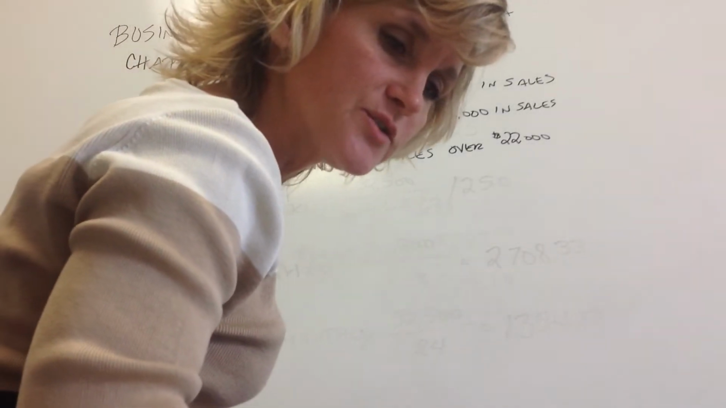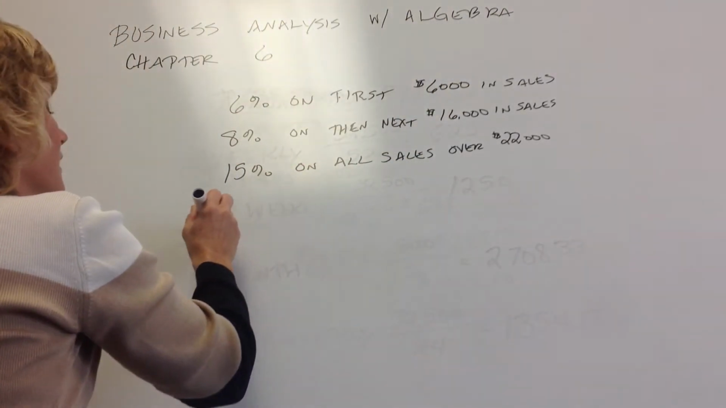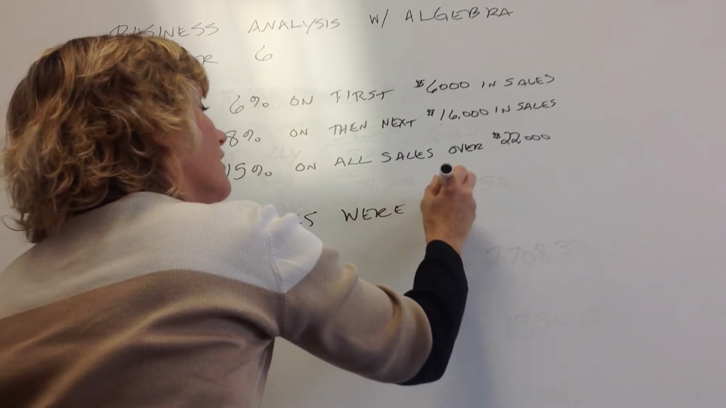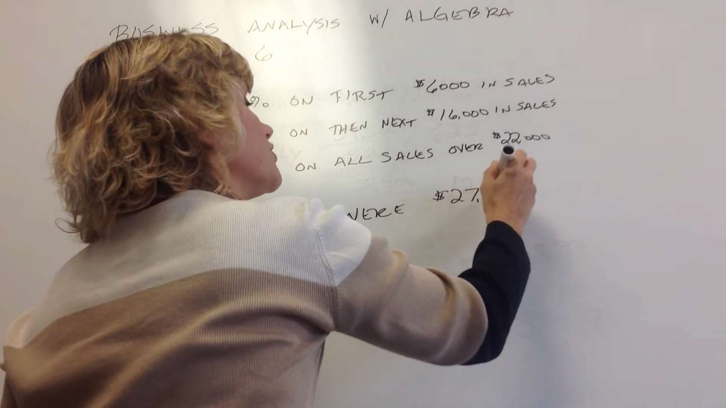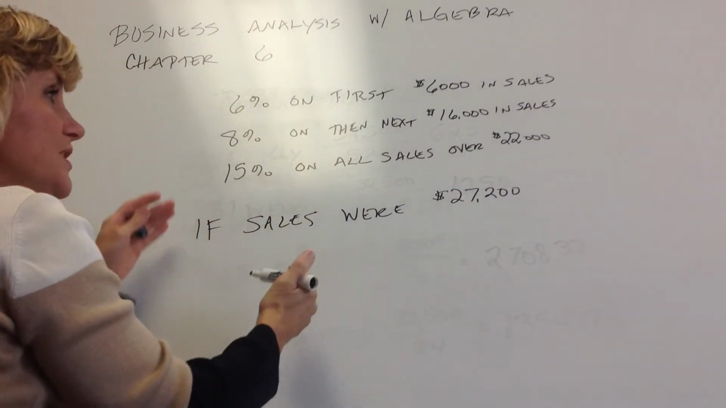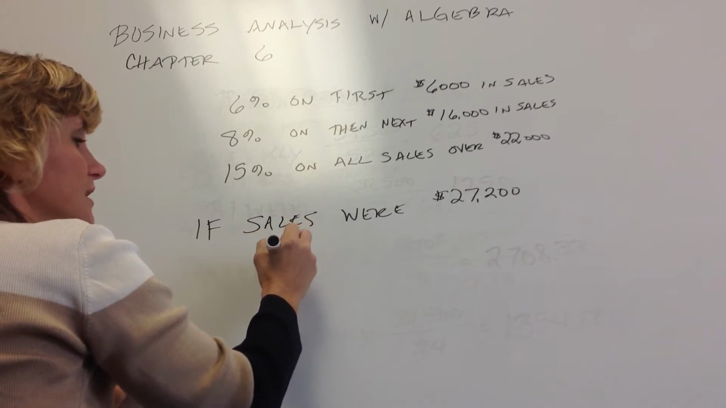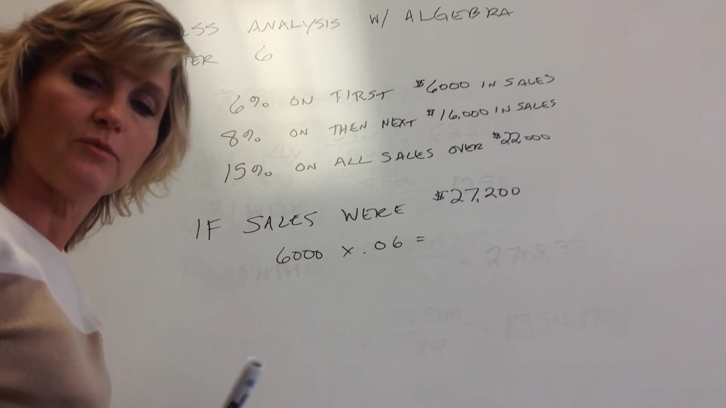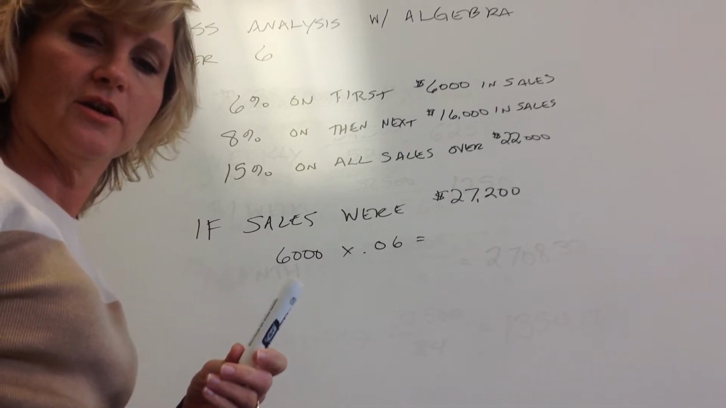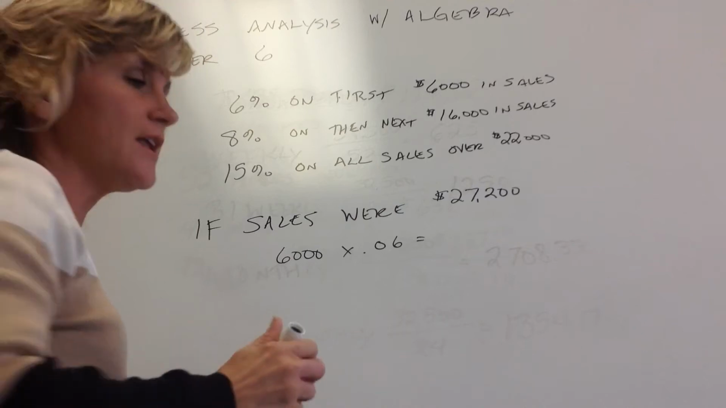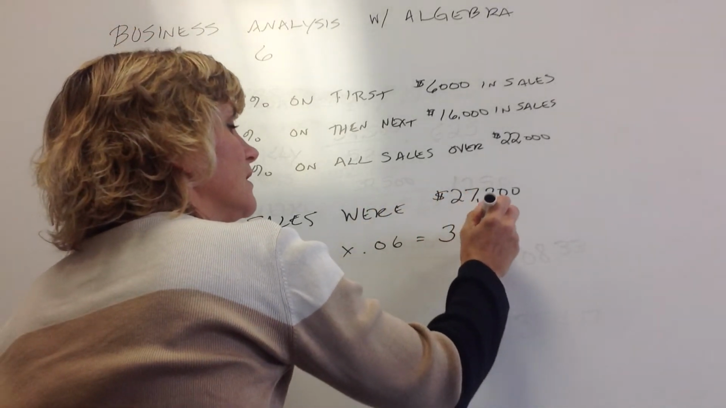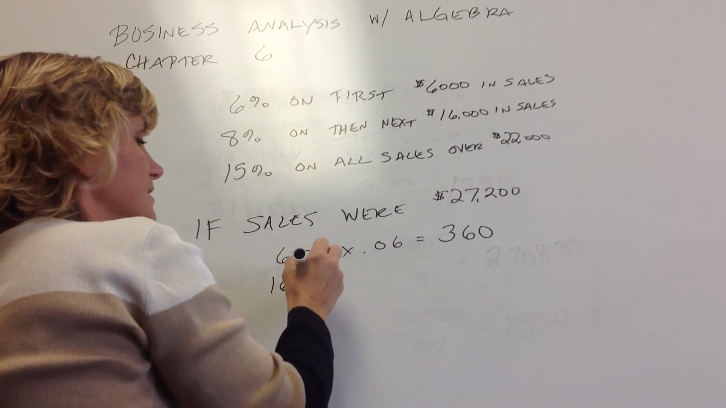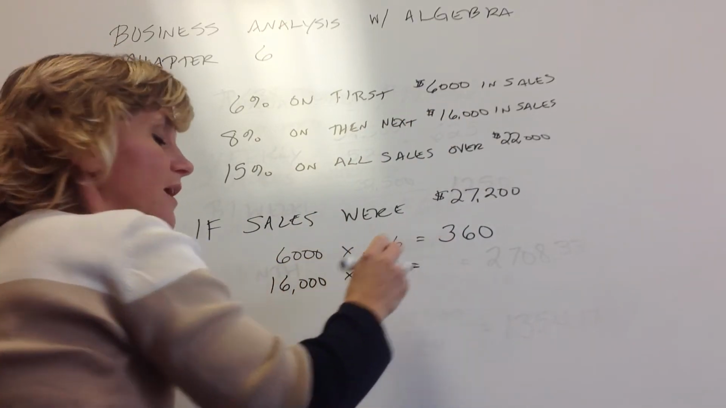Then if your sales were actually $27,200, how much is your commission? So you tier it out to say, okay, well, my first $6,000, I'm going to get 6%. So I can multiply that out on my calculator. So 6,000 times 6% gives me 360. Then I'm going to get my next 16,000. I get 8%, so I can multiply that out.